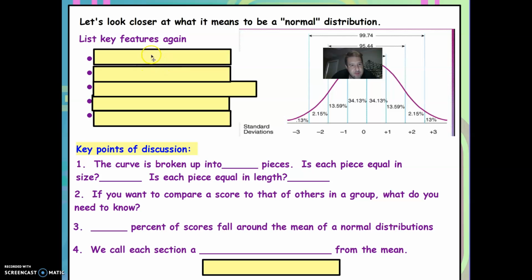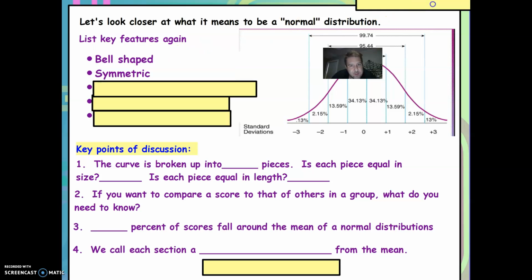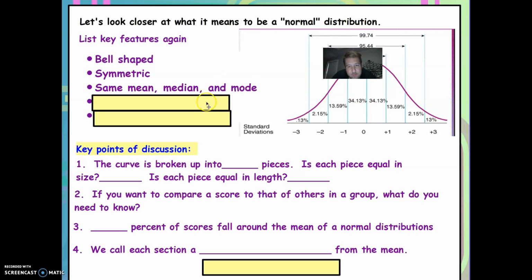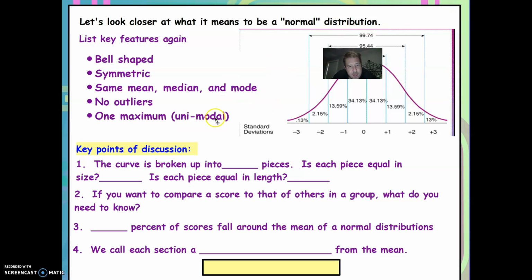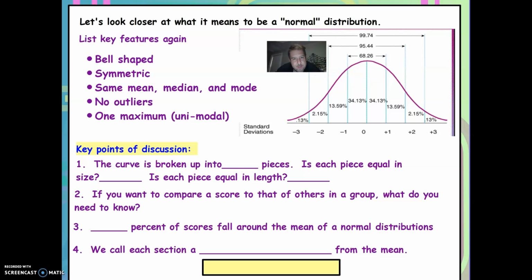So, a list of our key features. Remember, this is a normal distribution. We talked about how it's bell-shaped in the last video. It's symmetrical on both sides. It has the same mean, median, and mode. There are no outliers, and it's unimodal, which means that there's only one mode. There's only one peak in the middle.